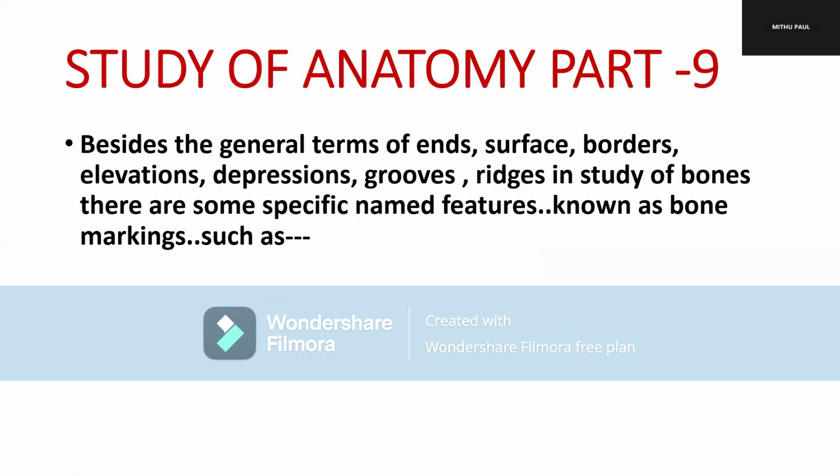In layman's terms, while feeling a bone surface, say of a long bone, it has at least two ends. It has a surface, some borders that you can feel on the surface, some elevations, some depressions, some grooves, ridges. These sorts of features have specific names, and these names are known as the bony markings.